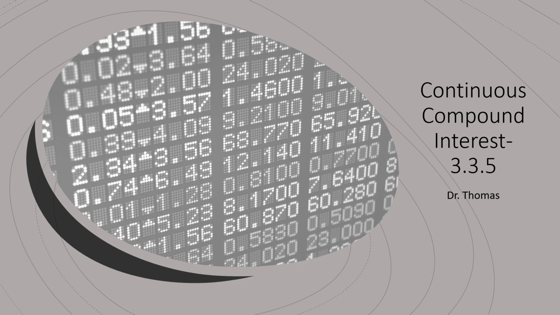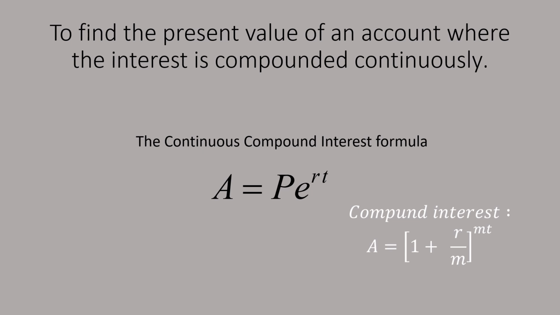In this video, let us find the continuous compound interest. To find the present value of an account where the interest is compounded continuously, we use the formula A equals P e raised to rt.